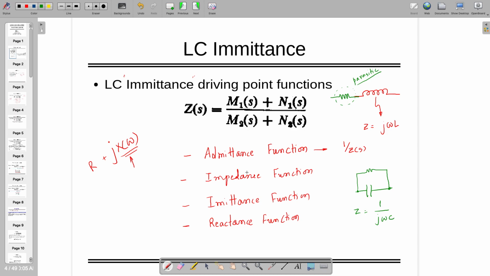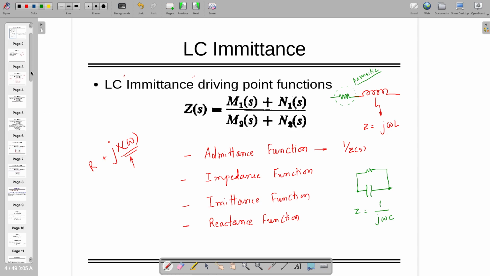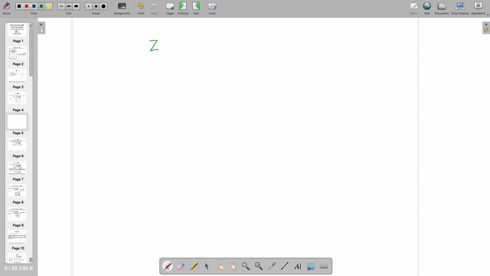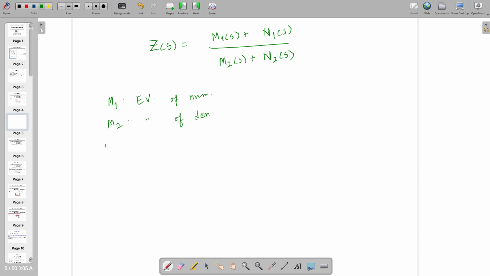Yeah. So if you don't have any problem, and if I'm writing Z of S is equal to M1 of S plus N1 of S divided by M2 of S plus N2 of S. Do you remember the notations of M1, N1 and M2, N2? What is M1? Even function, right? M2 is even of denominator, M1 is even of numerator, N2 is odd of denominator, and N1 is odd of numerator, right? So from that you can find this out.